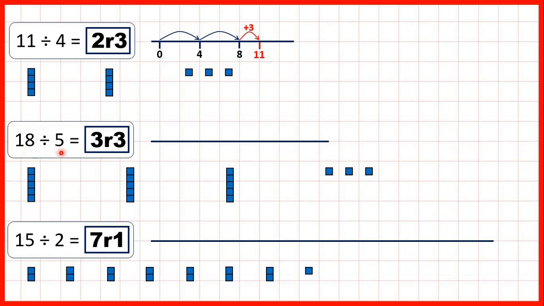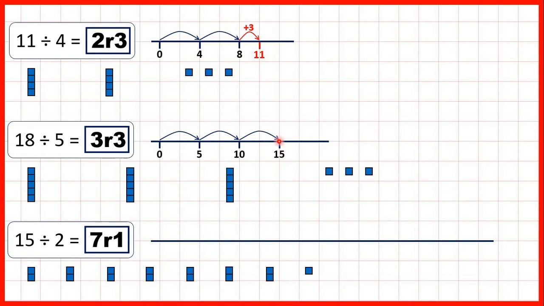Now, for 18 divided by 5, we can show jumps of 5. So we have 5, 10, 15, but then if we jumped another 5, that would be 20, but 20 is too many.